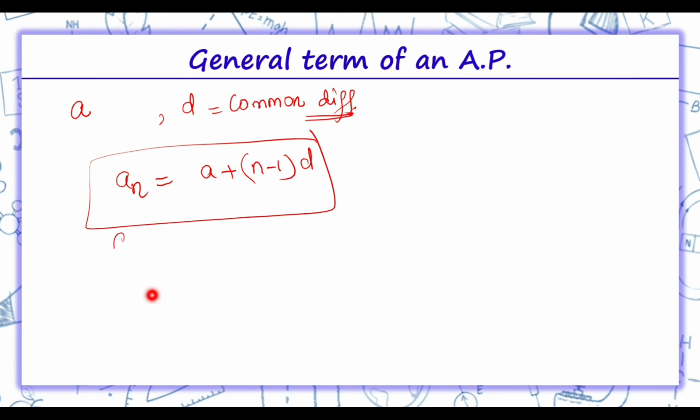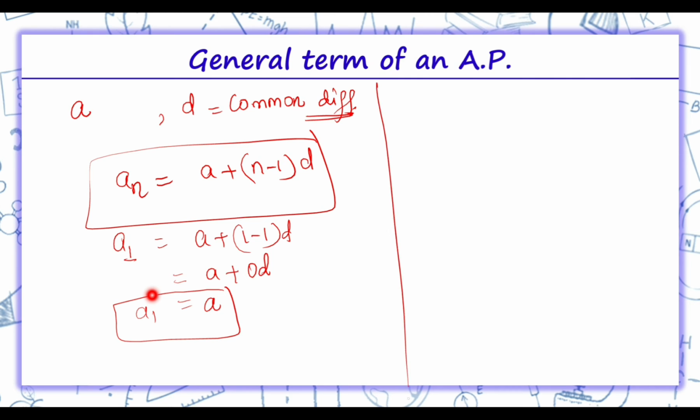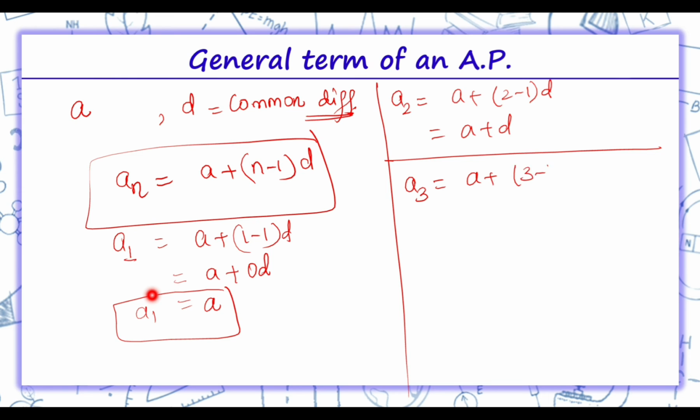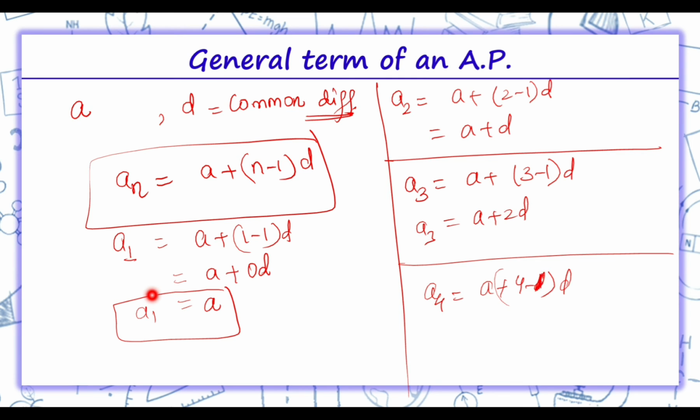Let's suppose I have to calculate the first term, so it will be A plus 1 minus 1 into D, which is A plus 0D, it will be A only. The first term will be A. If you have to find its second term, it will be A plus 2 minus 1 into D, which will be A plus D. Similarly, the third term will be A plus 3 minus 1 into D, which is A plus 2D. Similarly, the fourth term, A plus 4 minus 1 into D, will be A plus 3D. So this is the fourth term.